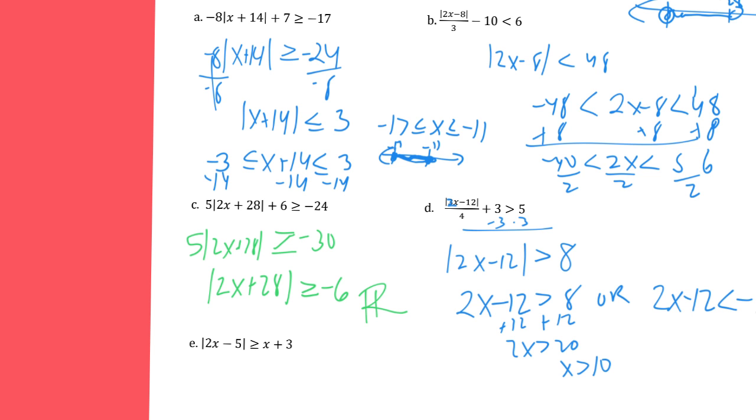Remember, I changed the original problem because I didn't want fractions today. So you add 12 to both sides here. And then 2x is less than 4. So x is going to be less than 2.